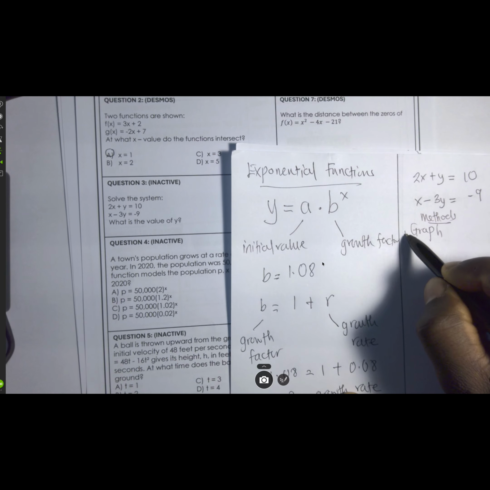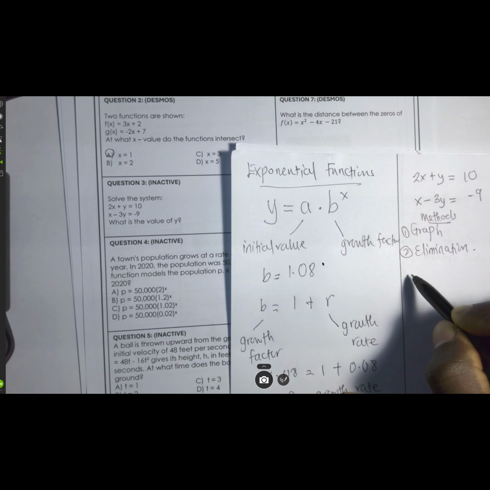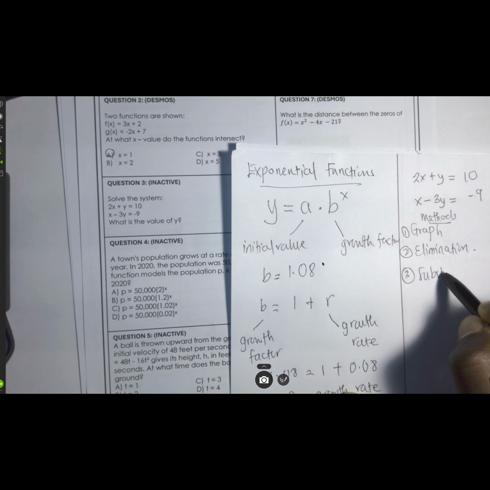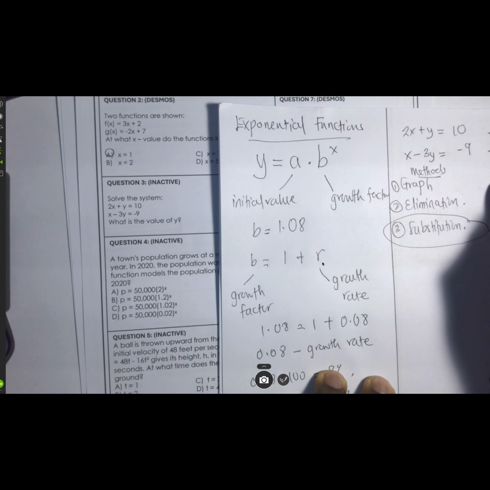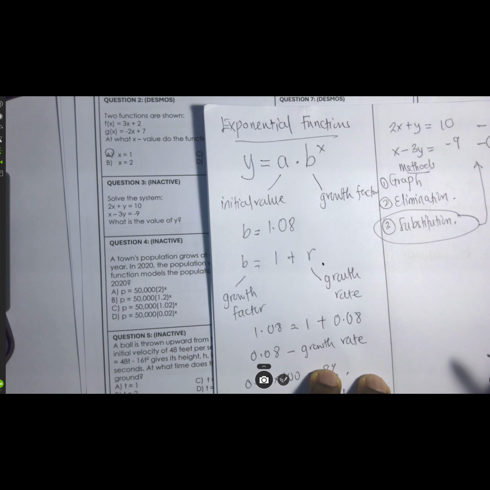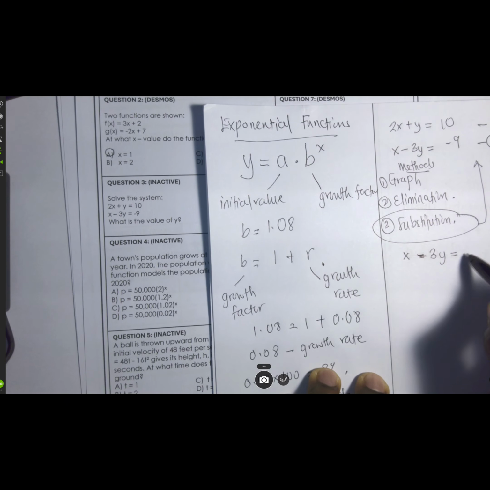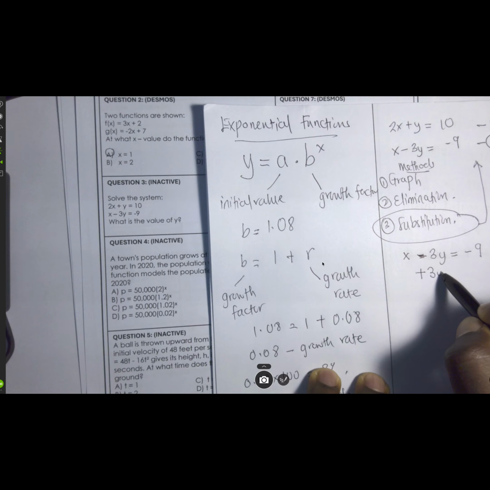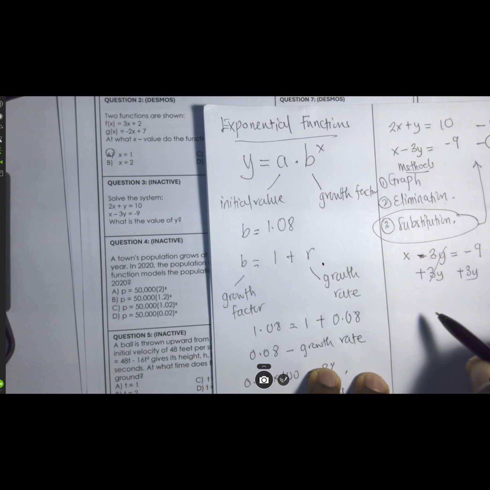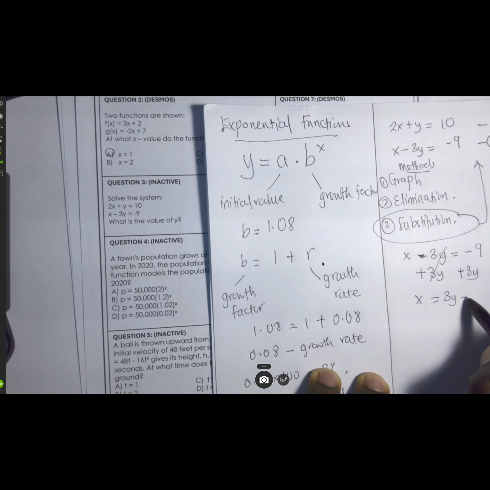You can use the elimination method, and you can use the substitution method. With this question, you have to look at which one becomes the best method to use. I'm going to go with the substitution method for this question since I'm interested in my y. So I'm going to make x the subject of the second equation. If the equation is x minus 3y equals negative 9, we add 3y to both sides of the equation. Then we get x equals 3y minus 9.